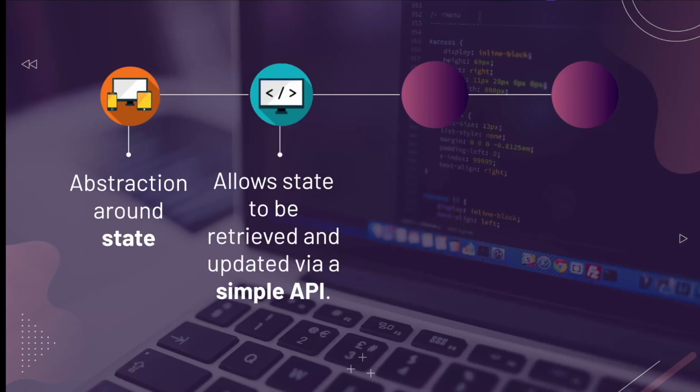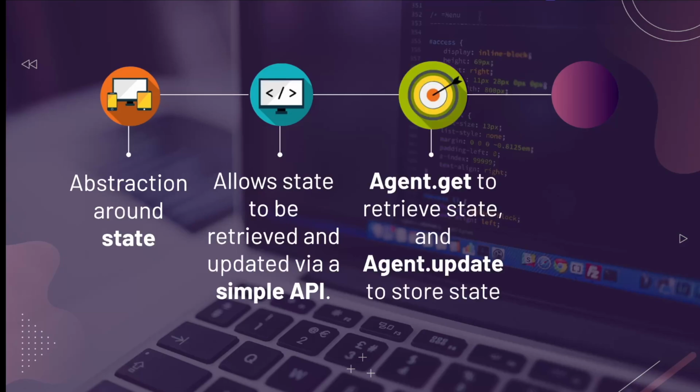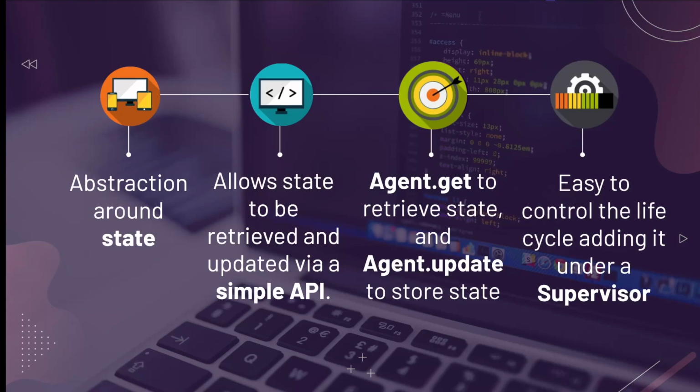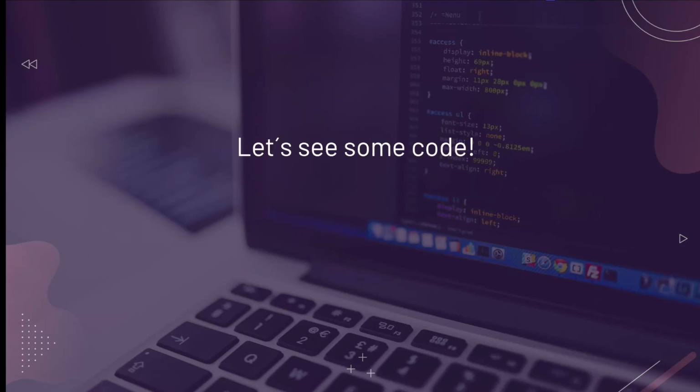It allows the state to be retrieved and updated via a simple API. One of the main features of an agent is that it is quite easy to store and retrieve the state when we work with that module. We are going to use Agent.get to retrieve the state and Agent.update to store the state that we previously stored in our agent. Also, it is quite easy to control the lifecycle under a supervisor when we work with an agent. So let's see some code.